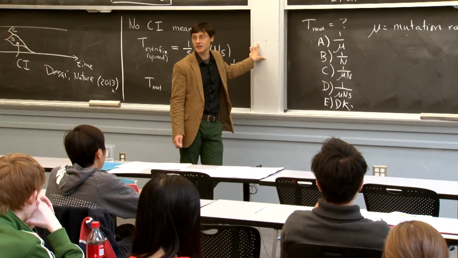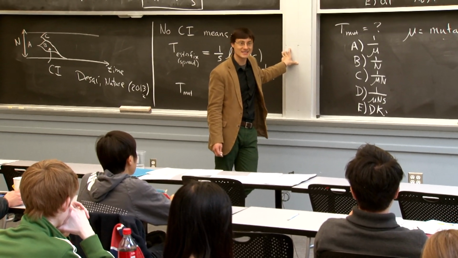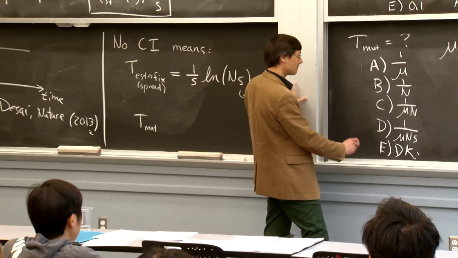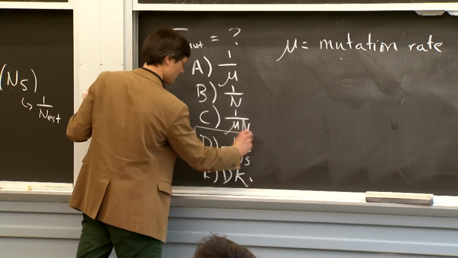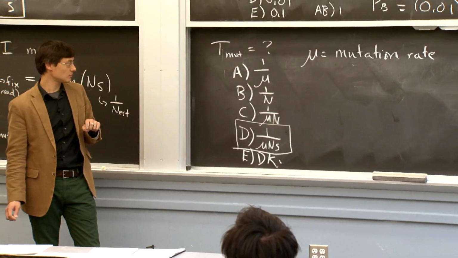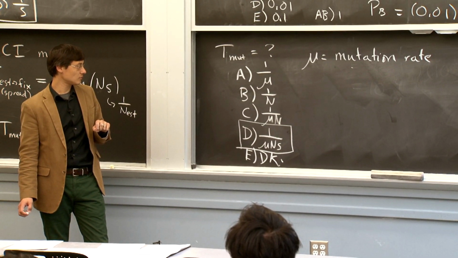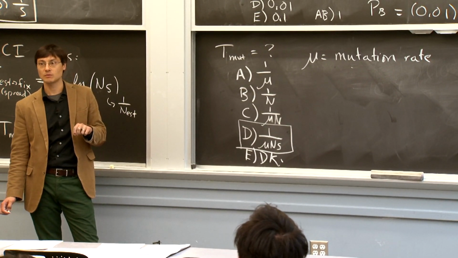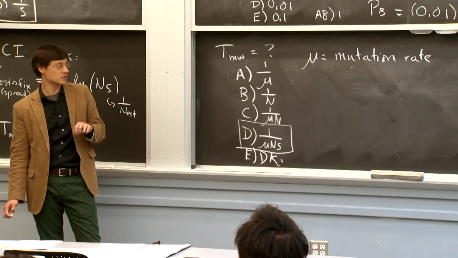All right. This is very nice. Okay, almost everybody is saying C, although it really should be D. That doesn't have units of time. So 1 over S has units of time, and 1 over mu has units of time. Okay, that's an interesting statement.